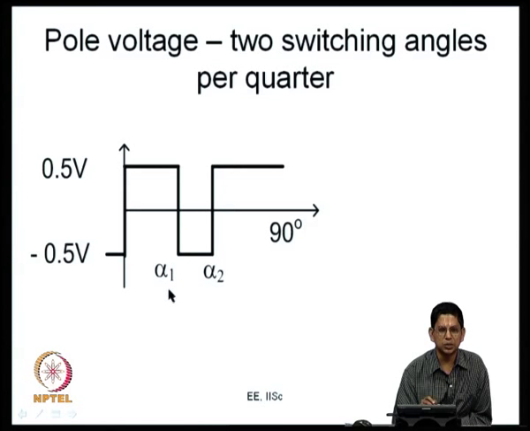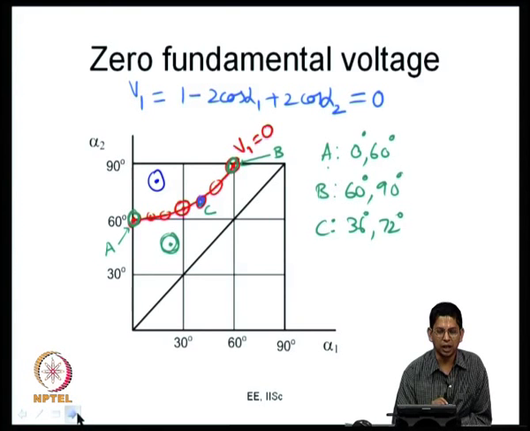You need at least 1 switching angle to control the fundamental voltage. Because you have 2 switching angles, it is possible for you to influence the harmonics to a certain extent. So, that is what we are looking at now. How do you go about influencing the harmonics now?